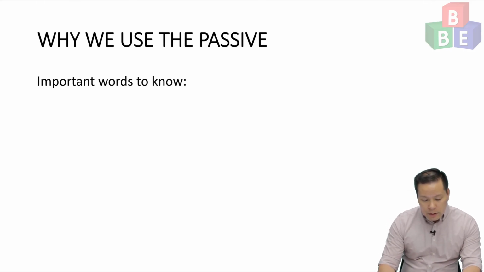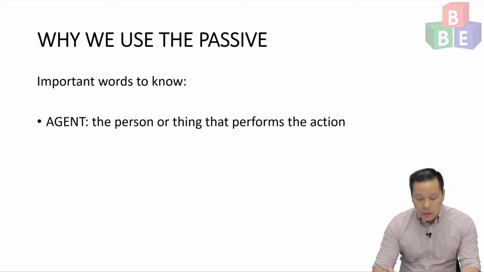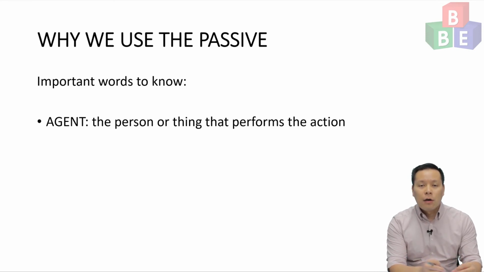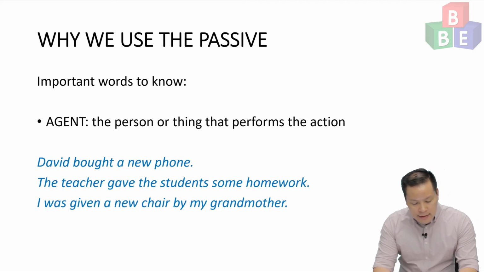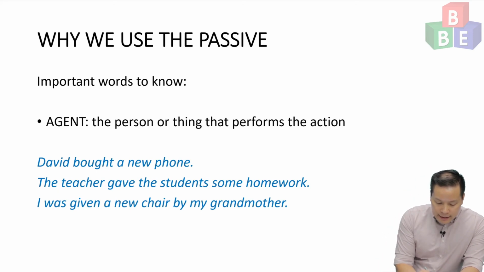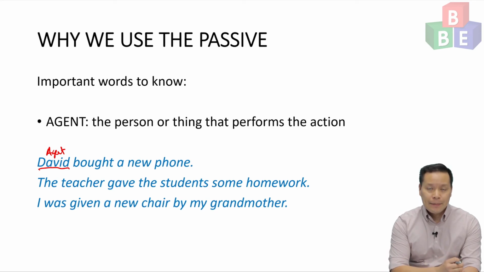So to begin with, let's begin with the word agent. The word agent refers to the person or thing that performs the action. In other words, it is like the doer of the verb or the doer of the action. Let's have a look at some examples. In the first example, David bought a new phone. In this case here, David is the agent. David is doing the buying.